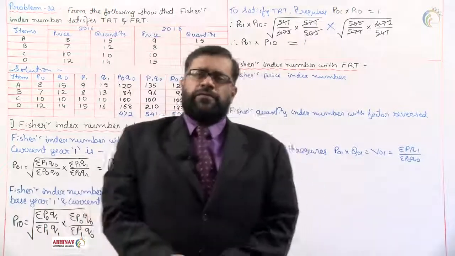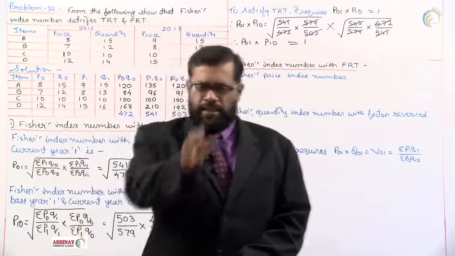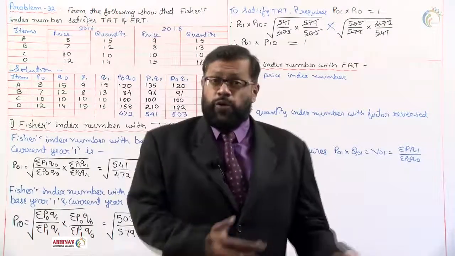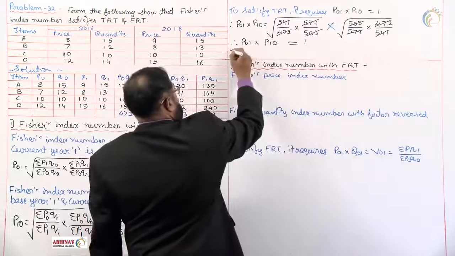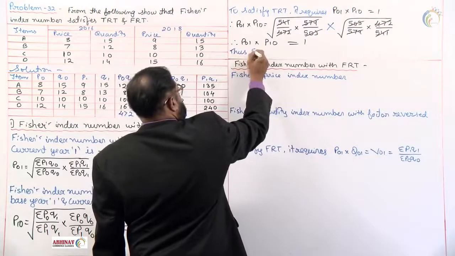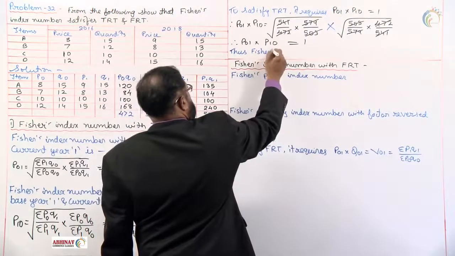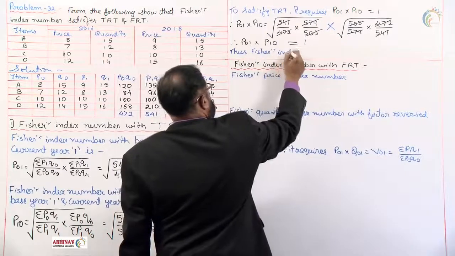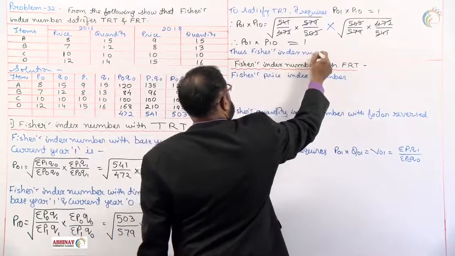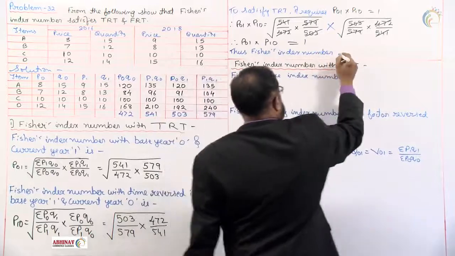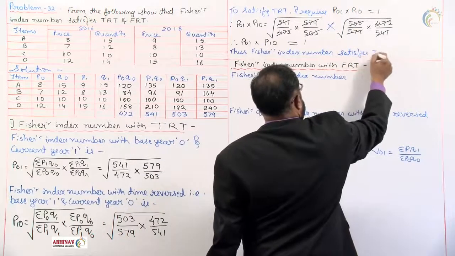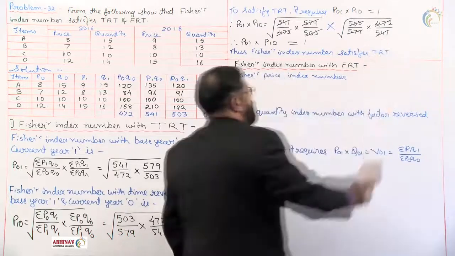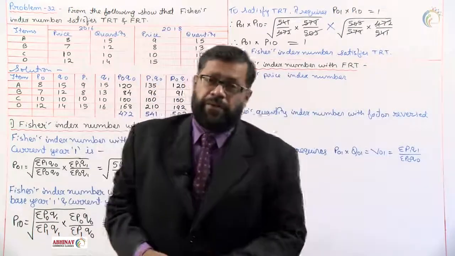That means Fisher's index number satisfies TRT. That is what we have already learned in the earlier session. Thus, Fisher's index number satisfies TRT. Now we'll check Fisher's index number with FRT.